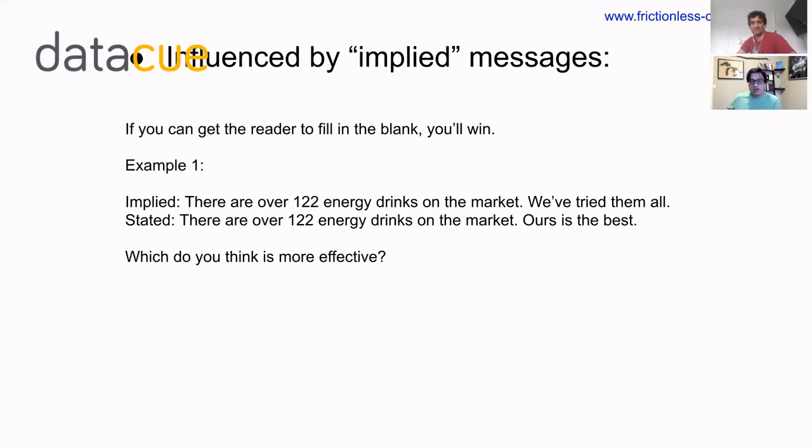Yeah, I mean, another way of looking at it is that there is a mental chatter going on in the consumer's mind as they're reading copy. So when they read this, it says there are 122 energy drinks in the market, we've tried them all. There's actually a blank over here, and the consumer will fill it themselves by saying that these guys have probably tried all of these and they've decided that their product is the best. That's why they have a business. Why else would they have a business? And so now the consumer is actually filling the blank for you, which is the most effective form of marketing.